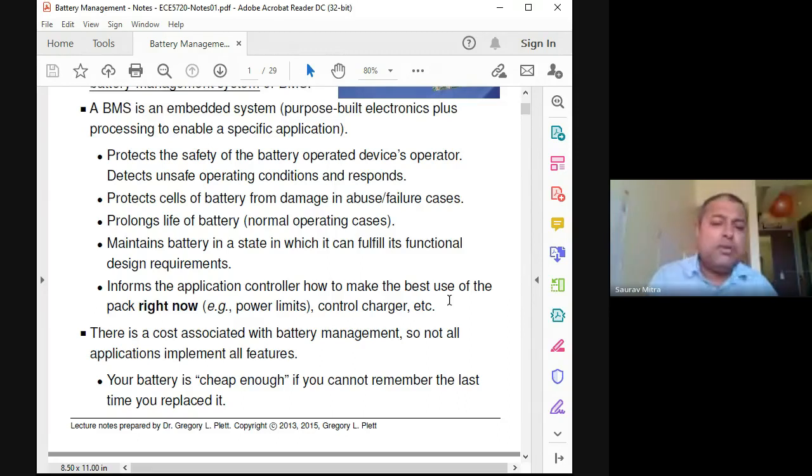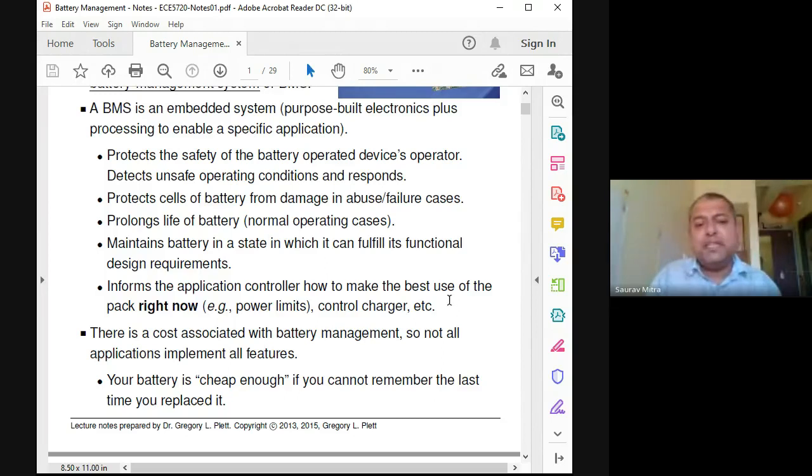Abuse means too much exhaustive use of the battery. That is called abuse. For example, it can give us 5 ampere current, but we are asking for 50 ampere from it. So we are stretching the battery for more and more performance. That can be called abuse. It also prolongs the life of the battery in normal operating cases.